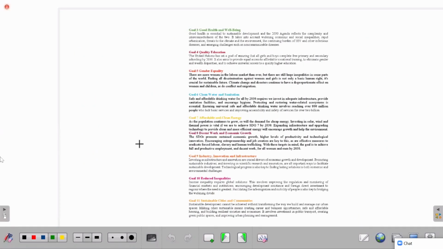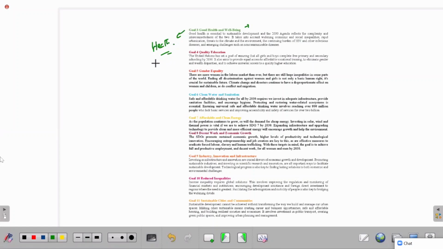Third goal is good health and well-being. So this is health. This area is health deprivation, capability deprivation. Okay, so health. So ensure good health and well-being for all. This is the third goal.